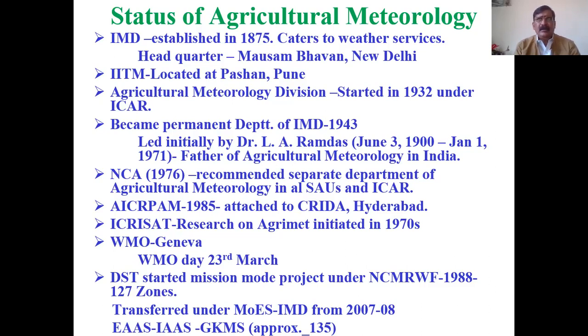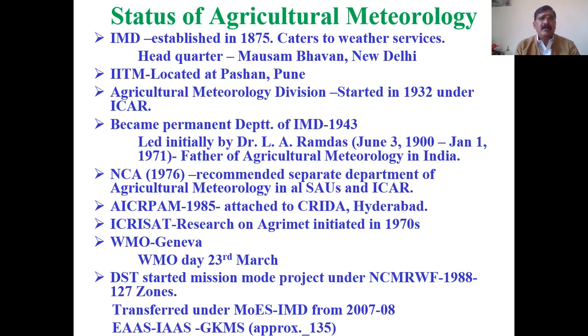And education has started, that is, post-graduation and doctoral degree programs in agricultural meteorology have started under the umbrella of ICAR and in the different state agriculture universities. In Maharashtra, a post-graduation MSc Agricultural Meteorology program is running in Mahatma Phule Krishi Vidyapeeth under the College of Agriculture, Pune, and Vasantrao Naik Marathwada Krishi Vidyapeeth, Parbhani. The department is located in Parbhani.